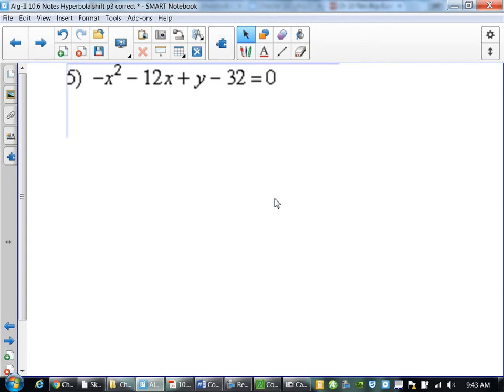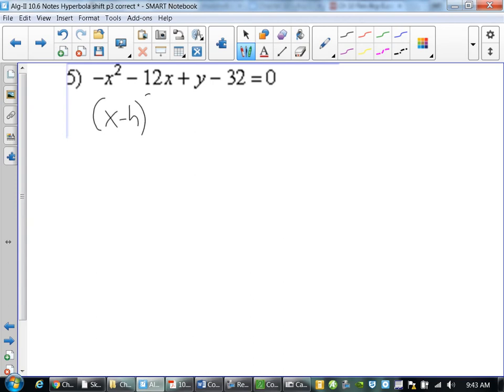All right. When you see this, it just has an x squared, which means it is going to be a parabola. It's going to be an x squared parabola. So remember that the x squared parabola looks like this: x minus h, quantity squared, equals 4p times y minus k. So what I need to do is get that equation to look like that. The easiest way is to move the x squared and the negative 12x to the other side.